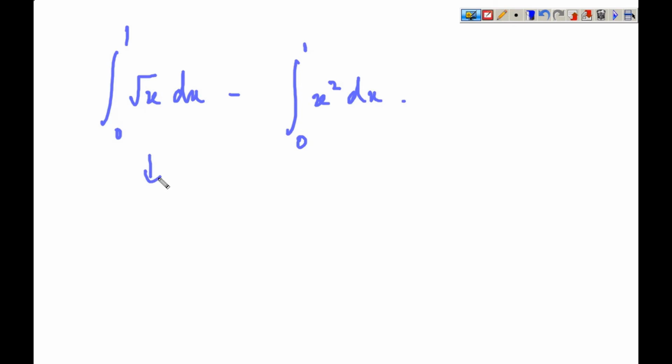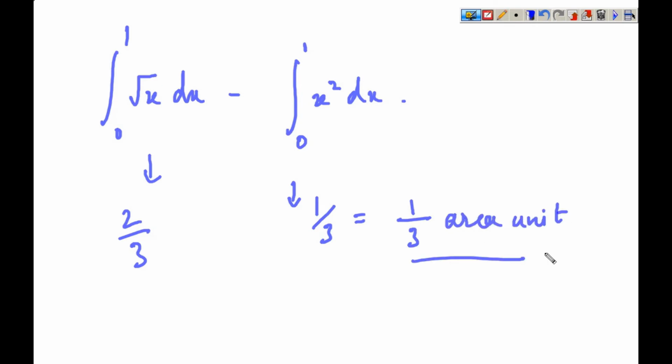So this comes out to be 2 by 3, and this comes out to be 1 by 3, and the remaining area is 1 by 3 area units, right? We don't know the units, but it's area, so that's why I've written area units. So now we'll solve the third problem.